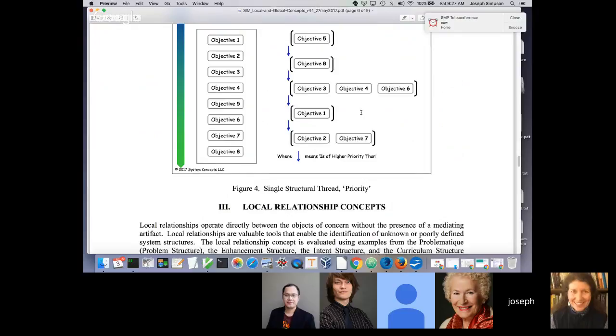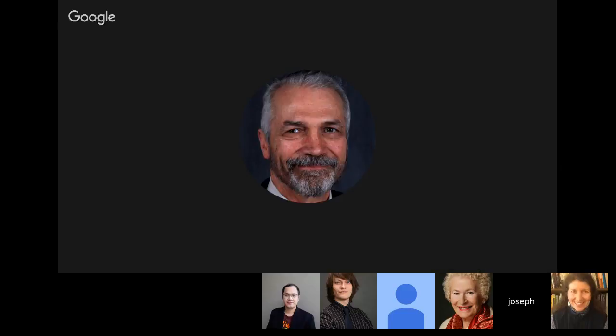Now the local relationships operate directly between the objects of concern without the presence of a mediating artifact. There are many excellent applications of this. The ones we're going to talk about, where the local relationship is used, are the problematique of the problem structure, the enhancement structure, the intent structure, and the curriculum structure.